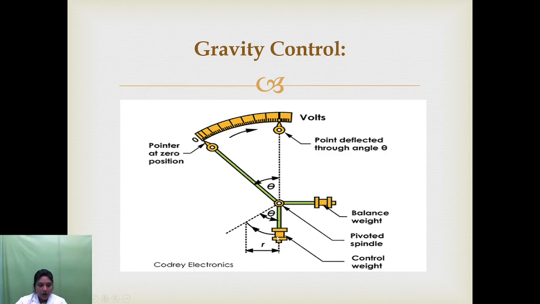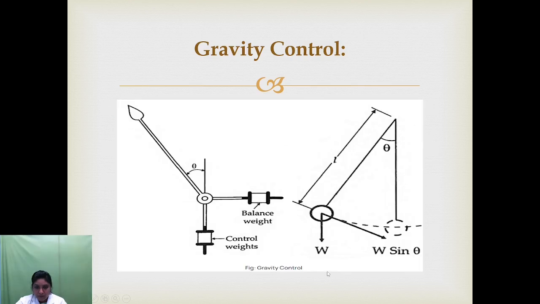In this type of control, a small weight is placed on the arm attached to the moving system, and we can change the position of the weight so that we can adjust it. Initially, consider this diagram. When the pointer is at the 0 position, the control weight is at position 1. Consider this the 0, this position 1 and this position 2. Initially the pointer is at the 0 position, so there will be no controlling torque.